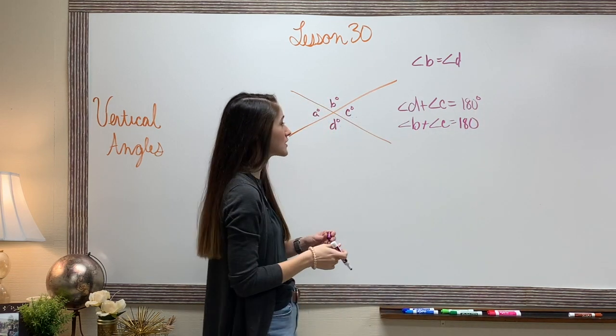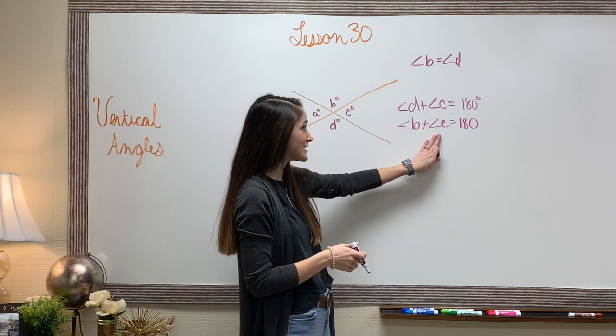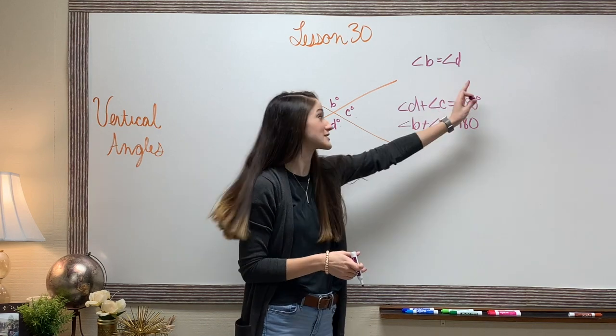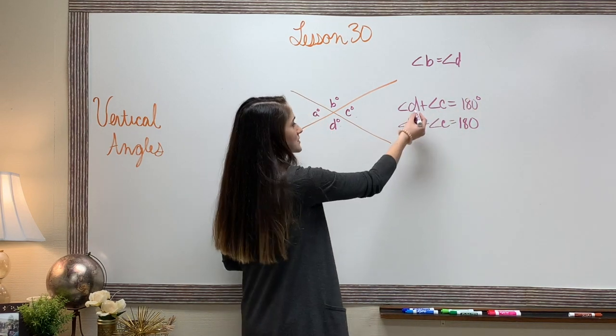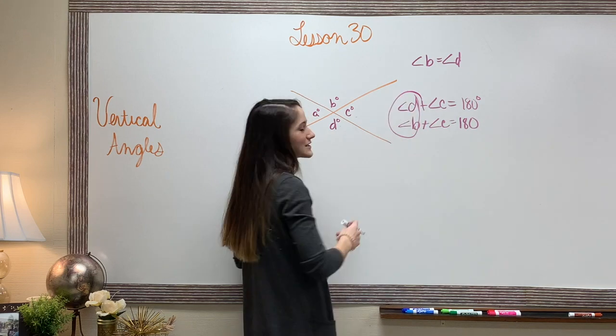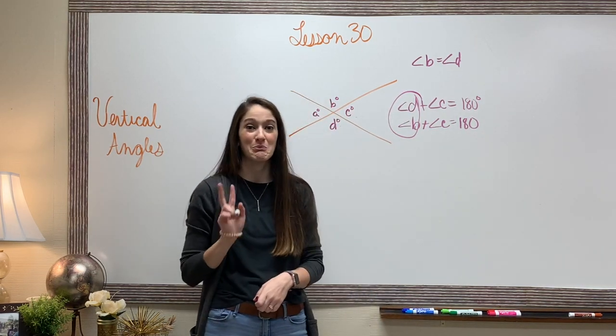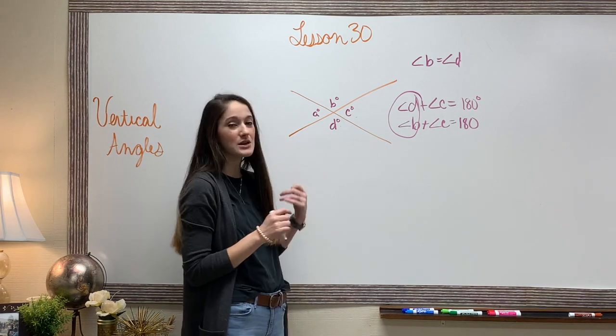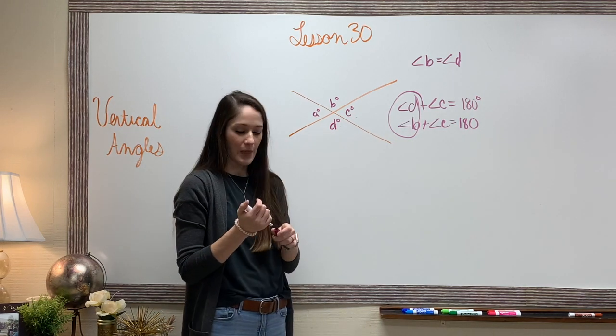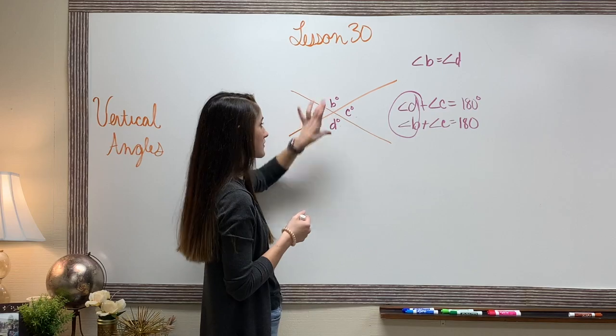Because we know this, we see that the C is the same in both of these equations and 180 is the same in both of these equations. So that means that B and D must be the same number in order for this to be a true statement both times that we work it out. So that's how we know with math, how we can prove that vertical angles are congruent.